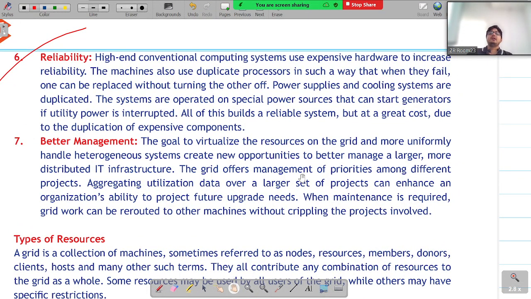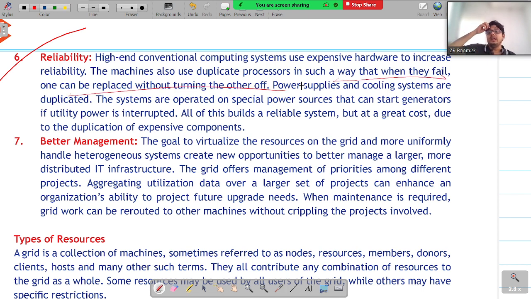High-end conventional computing systems use expensive hardware to increase reliability. The machines also use duplicate processors in such a way that when one fails, it can be replaced without turning the other off. Underline: if one processor fails, without turning the other off.